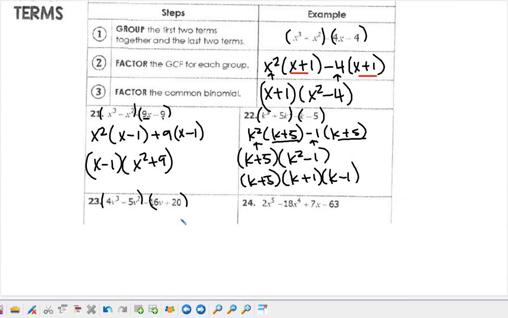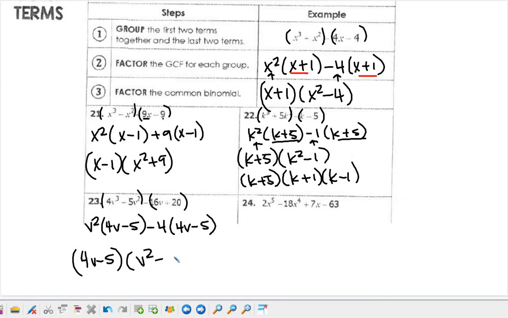So again, set up to group nicely. So I'm going to take out a v squared, and that'll leave me with a 4v minus 5. And I'm going to take out a negative 4, which will leave me with 4v minus 5. So I'm going to take out a 4v minus 5, which will leave me with v squared minus 4, which will factor again because this is a difference of squares. So I have 4v minus 5 and v minus 2, v plus 2. So take a look at 24.